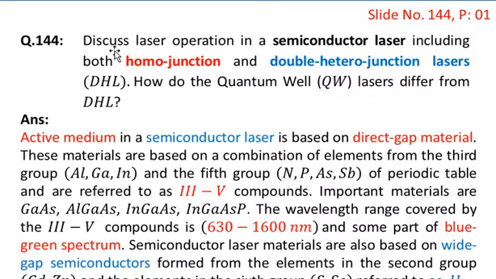The question is, discuss laser operation in a semiconductor laser, including both homojunction and double heterojunction lasers. How do quantum well lasers differ from the DHL? That is, how do the quantum well lasers differ from the double heterojunction lasers?